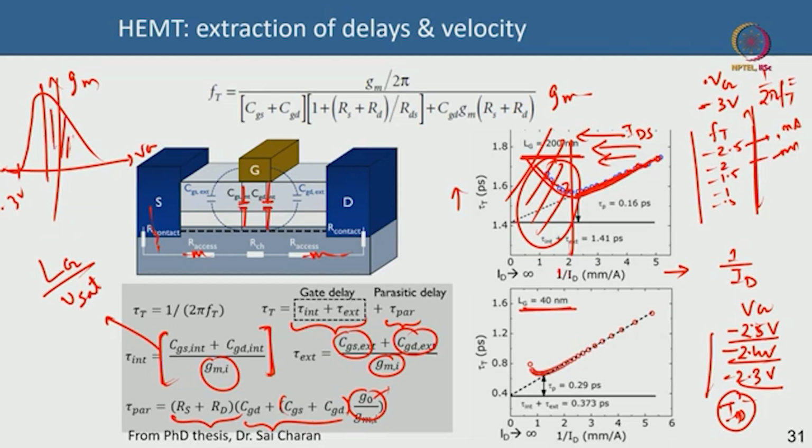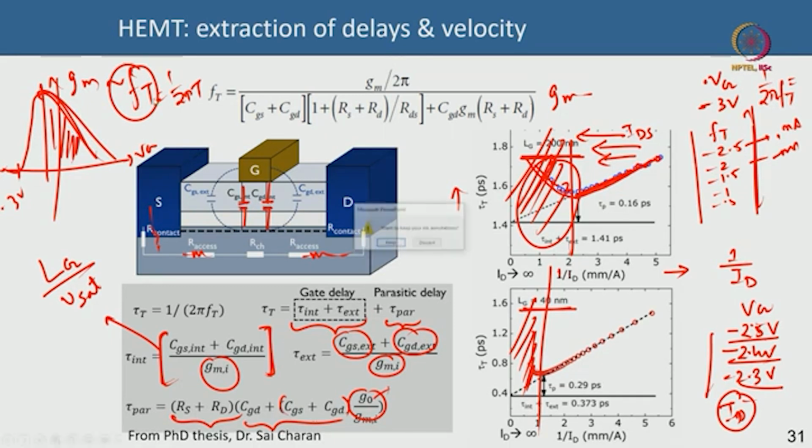So once the GM starts falling, your delay starts increasing, because your FT starts falling. Your GM is directly related to FT. So if your GM falls down, your FT also will fall down. If your FT falls down, it is equal to 1 by 2 pi times delay, no? So the delay will shoot up. This delay shooting up is because the GM is falling and you are getting to higher current levels. The current is basically saturating with respect to the gate bias. So the GM starts falling, and the derivative of a straight line is 0. Essentially the GM will start dropping sharply. That is why your delay shoots up.